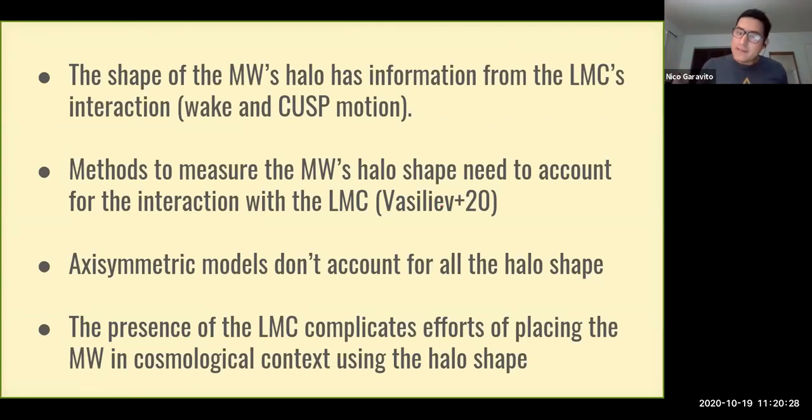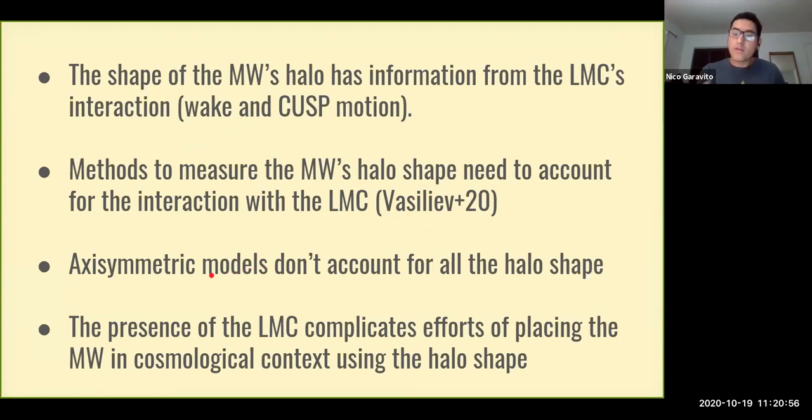Okay, so to summarize this part of the talk, the shape of the Milky Way halo has information of the wake that I showed in the movie and the cosp motion. And so if we want to measure the Milky Way halo shape, we really need to account for the interaction of the LMC. People have just recently started to do this. And in a recent paper by Vasiliev, you can see how to include the LMC in order to measure the shape of the Milky Way.